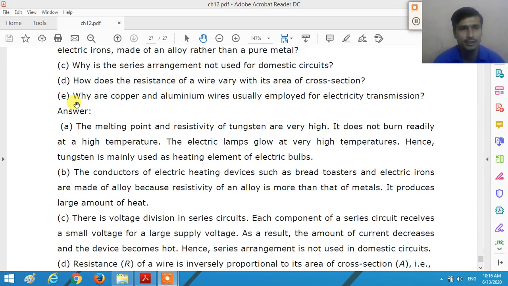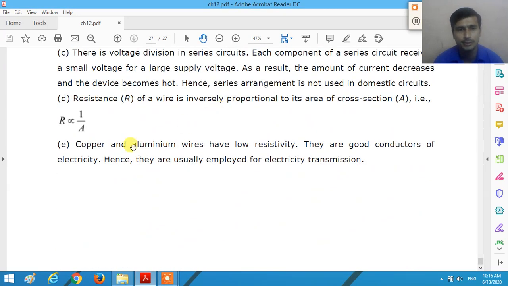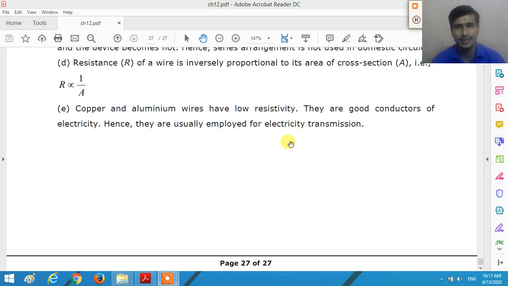Now last question E. Why are copper and aluminum wires usually employed for electricity transmission? Why do we use copper wire for electricity transmission? So copper and aluminum wire have a low resistivity. They are good conductors of electricity. So we use copper or aluminum wire for electricity. So dear students, I hope that you understand all the question answers given in the exercise.